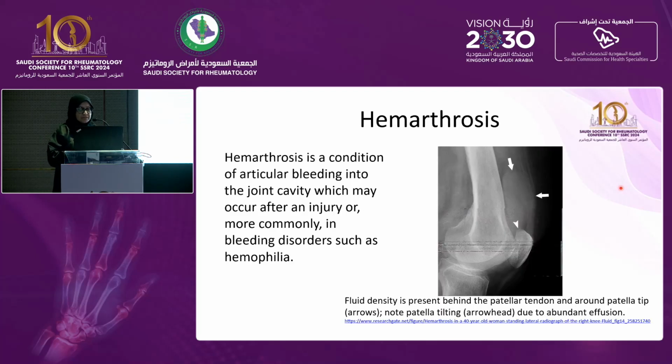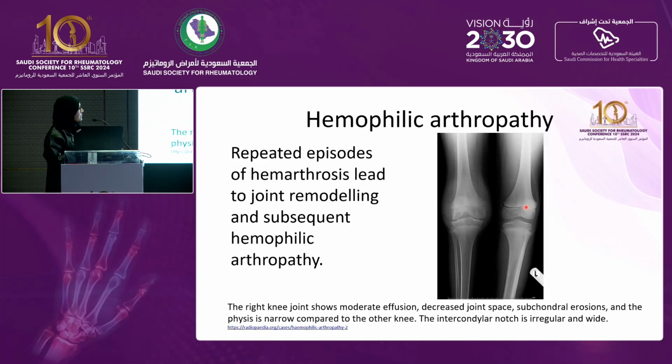And this is a picture where you see there is a big collection of blood above the patella. This is hemarthrosis. And this one is showing the destruction after repeated bleeding in the joint. Here you see some effusion, which is most likely blood, decreased joint space, and subchondral erosion, and the joint space compared to the left side is narrowed and deformed.